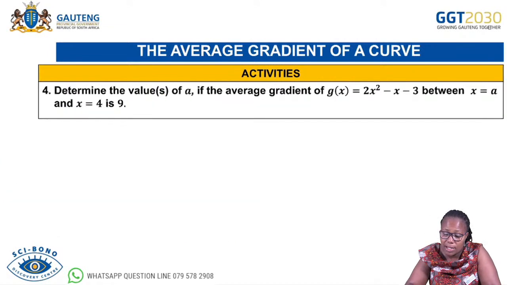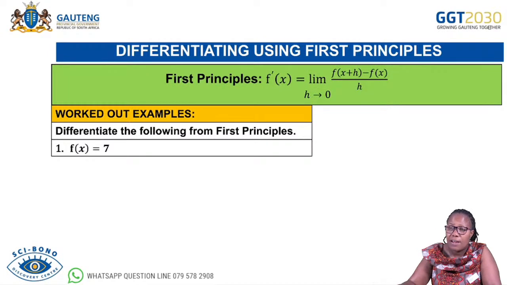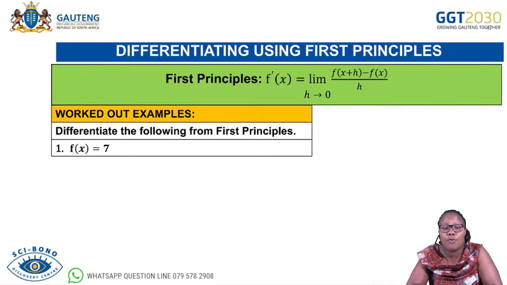Okay, let's take the last activity on the average gradient, and then we move on to the next one. 3 minutes again.